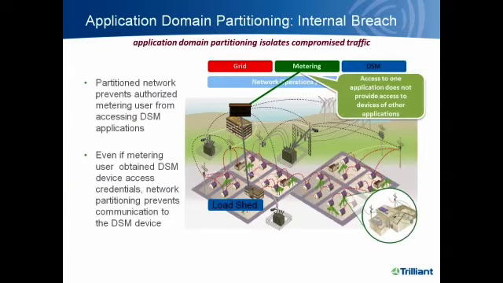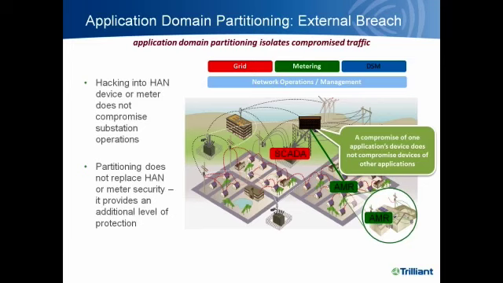Now let's look at how application domain partitioning can address some of the vulnerabilities that we looked at earlier. In the case of an internal breach, such as one user of one application accessing the devices of another application, application domain partitioning can prevent communication through its partitioning of the network into different domains. In this example, the network partition isolates the load-shedding devices in the field from the metering application in the head-end. Even if the user had the credentials, such as a password or a key, needed to control the load-shedding equipment, the network partitioning would prevent them from sending any data to the load-shedding devices.